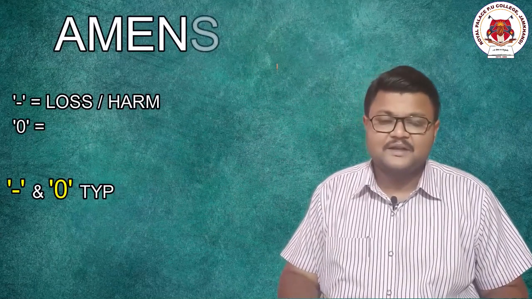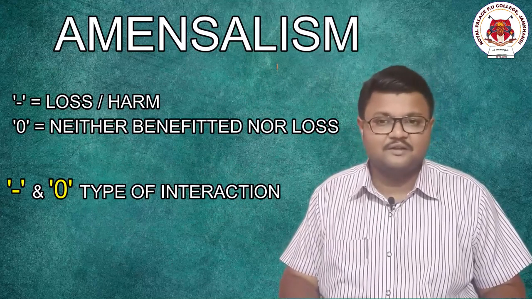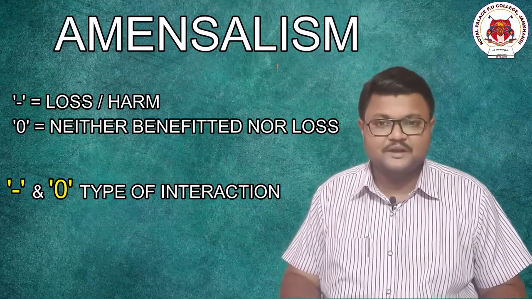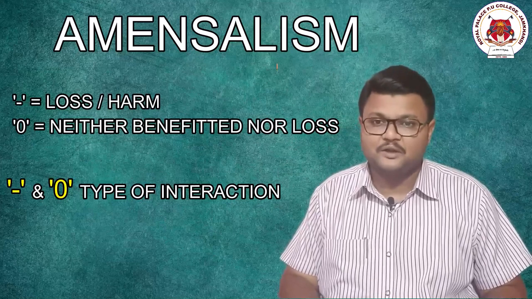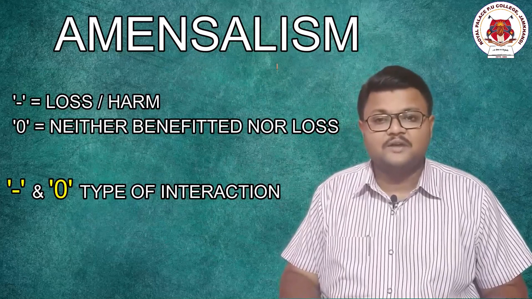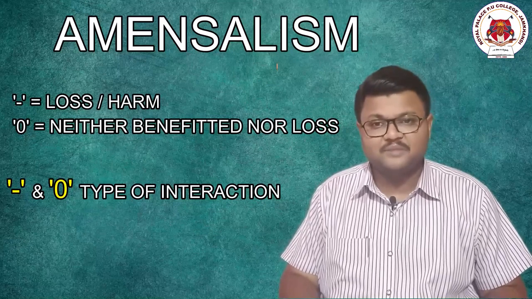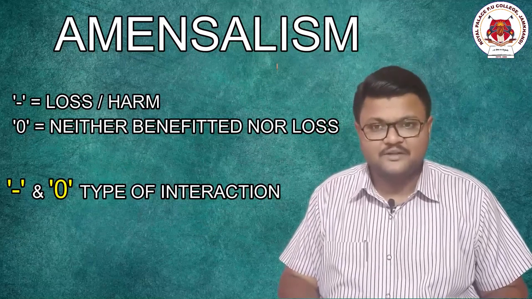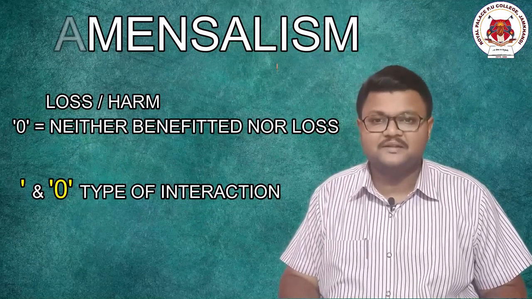Now let us enter into another population interaction called amensalism. Amensalism is also another type of interaction wherein, once again, of course, two organisms, two species should be there, and it is represented as minus-zero. It indicates that out of these two organisms, one organism is under loss or harm, wherein the other organism is neither benefited nor harmed. Once again, this type of interaction is represented by minus-zero.